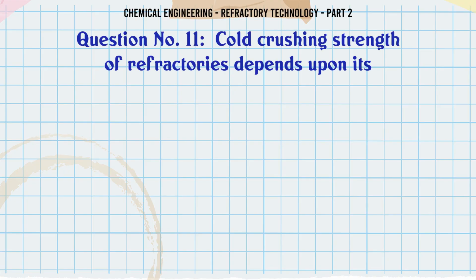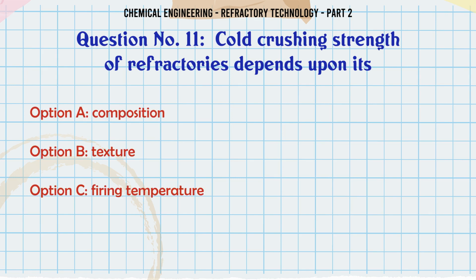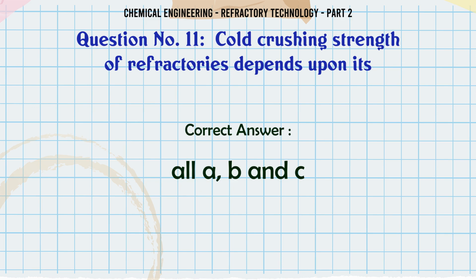Cold crushing strength of refractories depends upon its A. composition. B. texture. C. firing temperature. D. All A, B, and C. The correct answer is all A, B, and C.